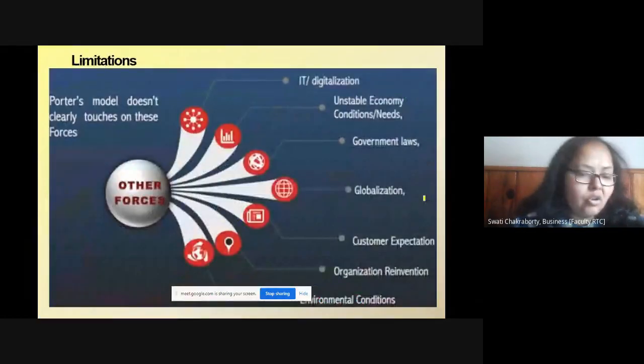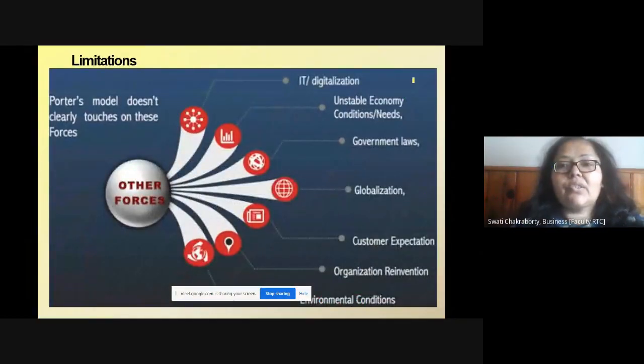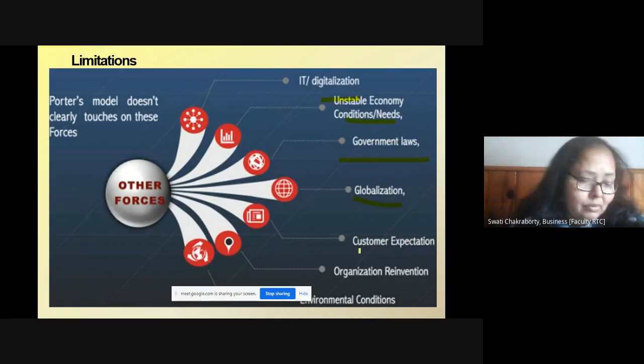And what are the limitations? It doesn't clearly touch on other forces. What are these forces? IT, unstable economic conditions, needs, government laws, globalization, customer expectations, organization reinvention, and environmental factors. Okay, so that's all that we have here.